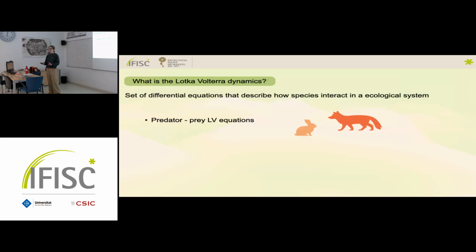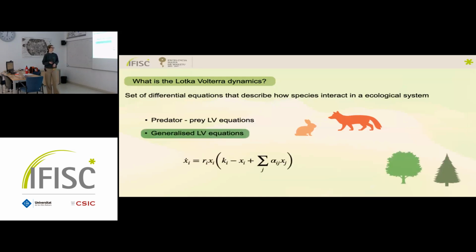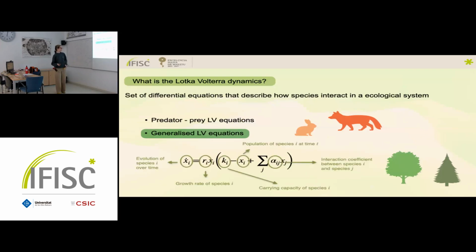Today, to introduce my model, I'm going to first focus on the generalized form of the Lotka Volterra equations. Why? Because basically it has all the parameters that I need to introduce for you to understand my model. So basically, x_i is the most important quantity because it's the population of species i at time t. x_i dot basically tells us how the species evolves over time.